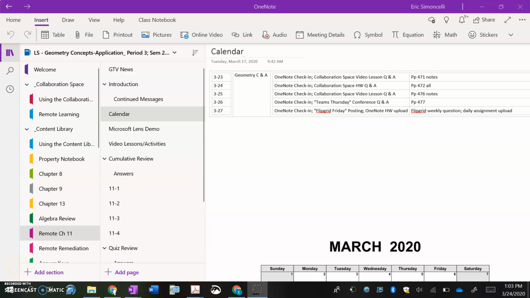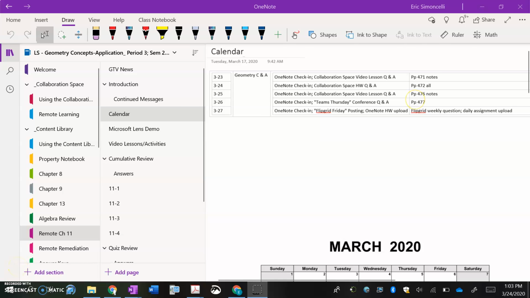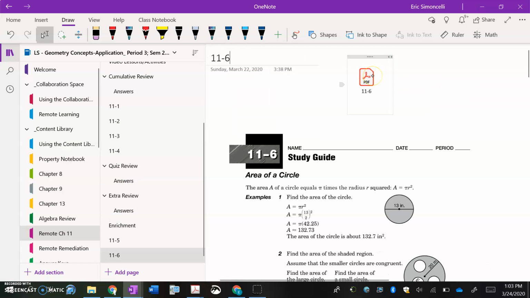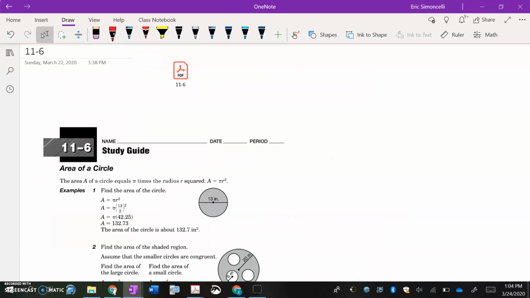Geometry CNA students. Today we're going to be taking a look at page 476, notes. So let's jump in. So again, the PDF is at the top. If you want to take a look at that and print it off in advance of completing the notes, that's totally fine. Today we're going to be talking about the area of a circle.